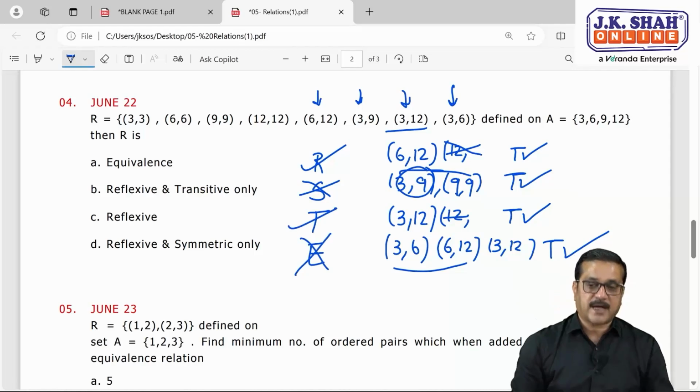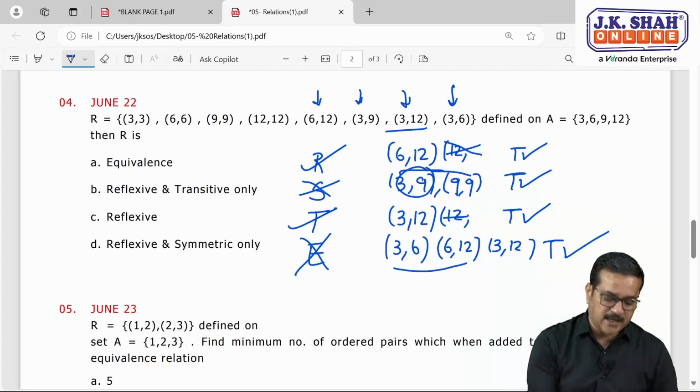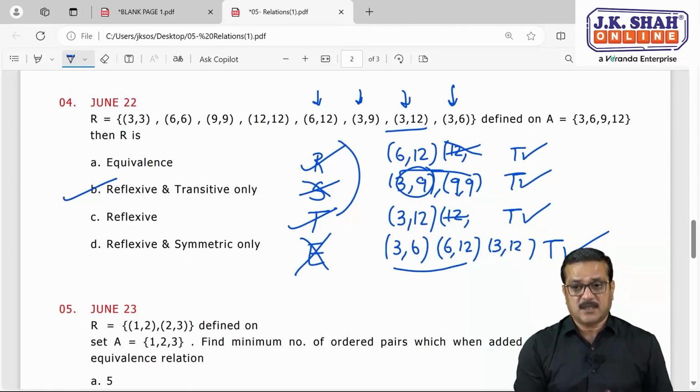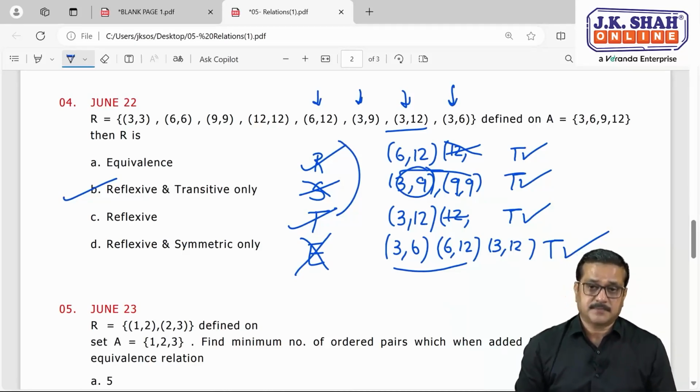Of course, symmetric is gone long back. So when symmetric is cancelled, E is also cancelled. E for equivalence. So we can see it's reflexive and transitive only. I can see option number B. Reflexive and transitive only. Hope the clarity of the test on transitivity is quite clear.